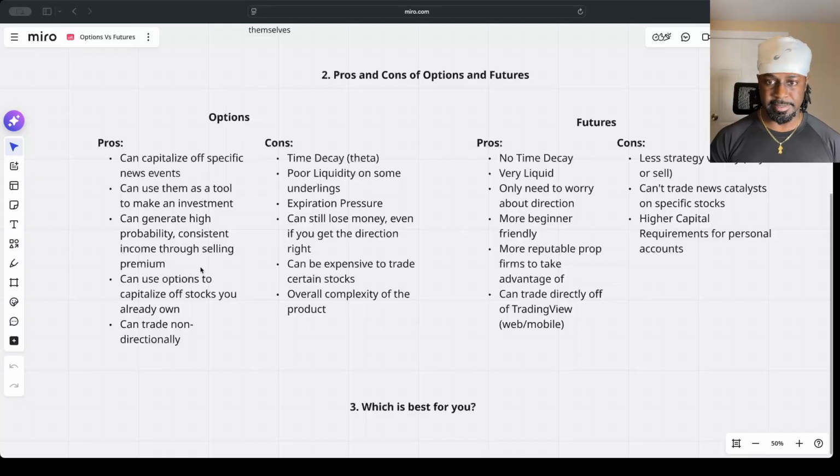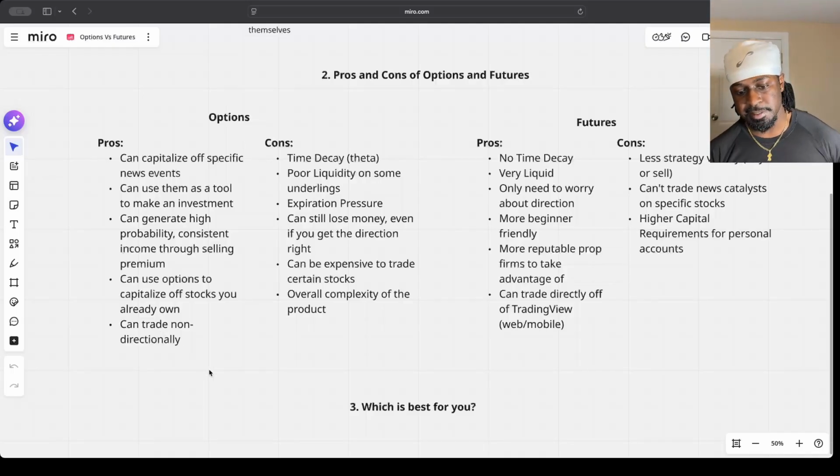Or if it expires in the money, then you can run the wheel strategy, right? Your shares will get called away, but you still got to keep the premium. And now you have money to sell puts again and just keep on making a wheel out of it, right? That's another option strategy that you can do. Another pro, you can use options to capitalize off stocks you already own. So, like I said, just covered calls. Another pro, you can trade options non-directionally.